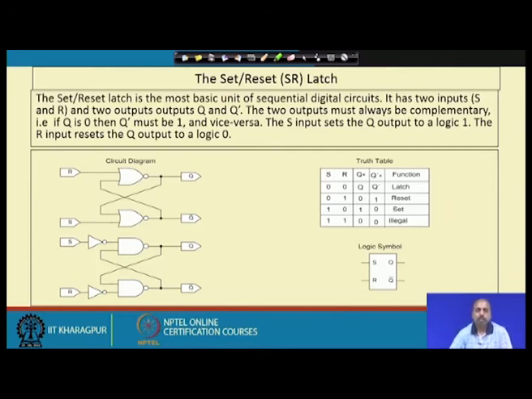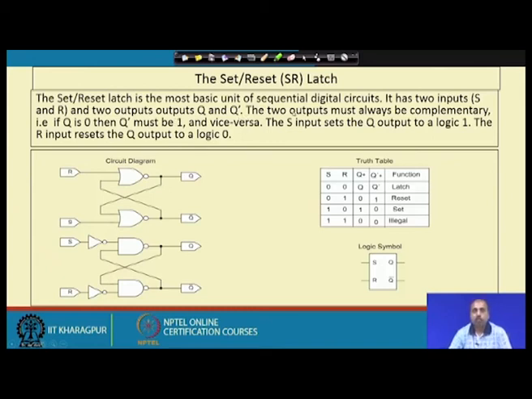So, we will start with some latch circuits. The first latch that we will look into is known as the SR latch, or set-reset latch. This is the most basic unit of a sequential circuit. It has two inputs, S and R, and two outputs, Q and Q bar, or Q dash.